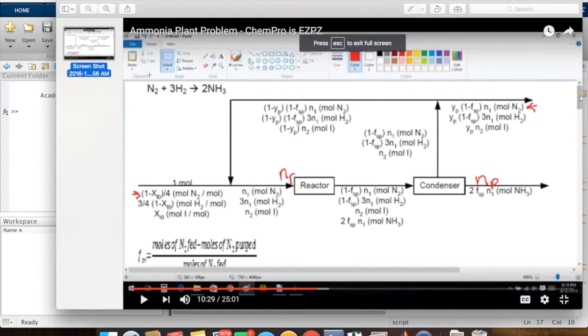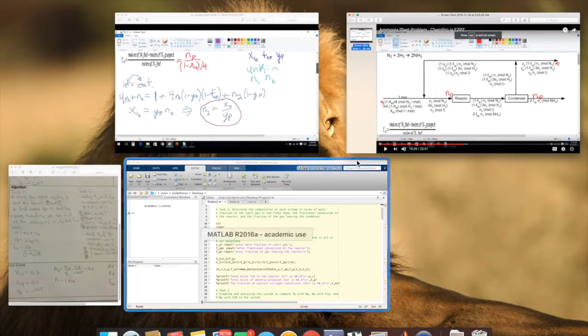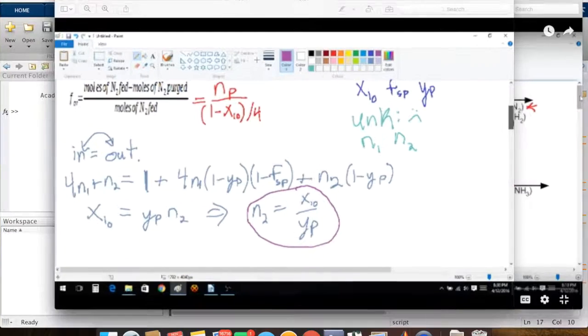We found that 4 n1 plus n2 is equal to (4 n1 plus 1) times (1 minus yp) times (1 minus fsp) plus n2 plus (1 minus yp). We also found that x naught is equal to yp times n2. So we put the n1 equation in terms of n2 so we can find each of them with two unknown variables.